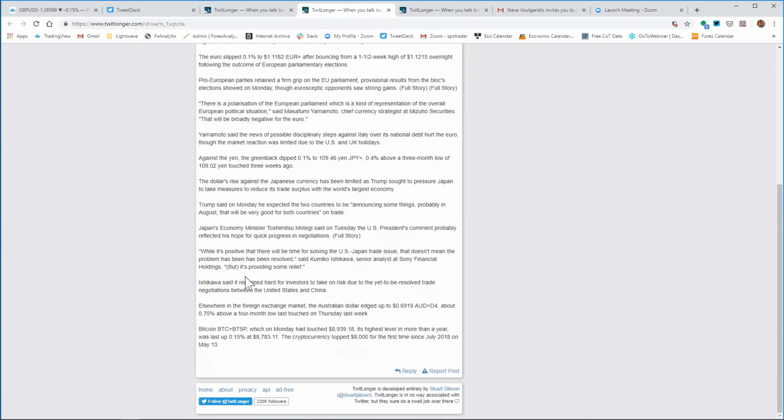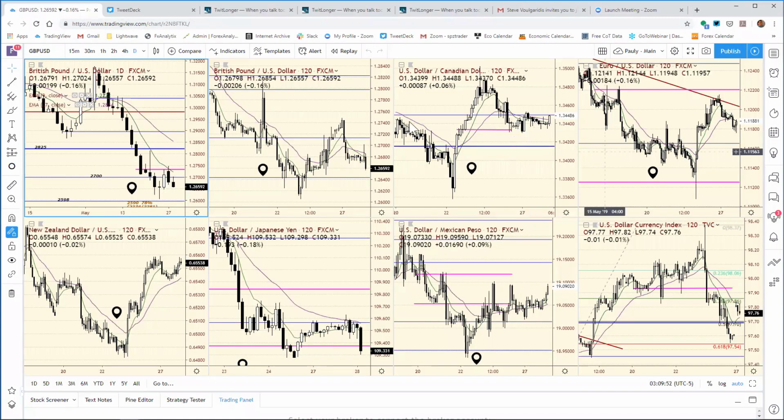While it's positive there is some time for solving the U.S.-Japan trade issue, that doesn't mean the problem has been resolved, said Ishikawa, senior analyst. Ishikawa said it remained hard for investors to take on risk due to the yet-to-be-resolved trade negotiations between the U.S. and China. So with that, let's go and move into the pairs.